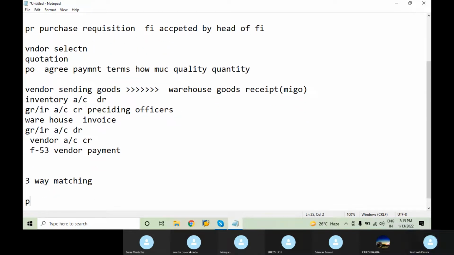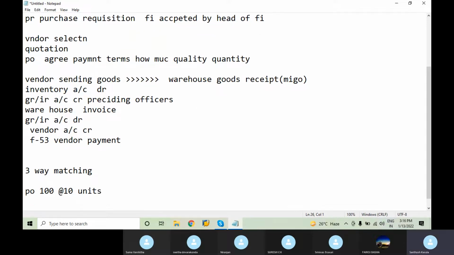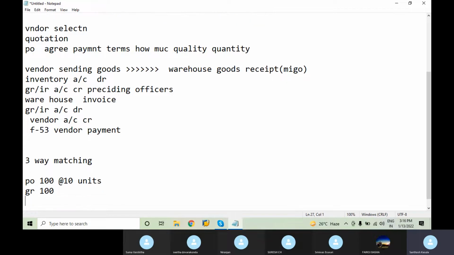Three-way matching: we have decided the PO at 100 rupees for 10 units. At the time of goods receipt, if it is the same, 100 for 10 units, this is fine. And the same in the invoice, 100 for 10 units, that is three-way matching. So three are matching: goods receipt, purchase order, and invoice receipt.